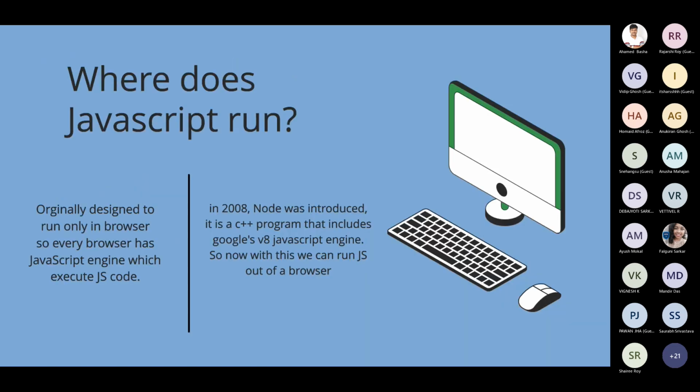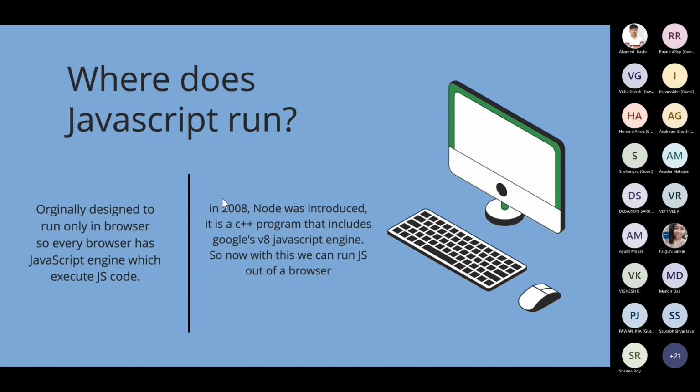Now, where does JavaScript run? Originally, it was designed to run only in the browser. Every browser has what we call a JavaScript engine, which executes JavaScript code. Let me break it down for you. Even if you don't have any development editor, like Visual Studio Code, or any compiler on your machine, you can still run JavaScript. How? In any browser we have right now, for example Google Chrome, I can just go to the console and write any valid JavaScript code over there and that will be executed.